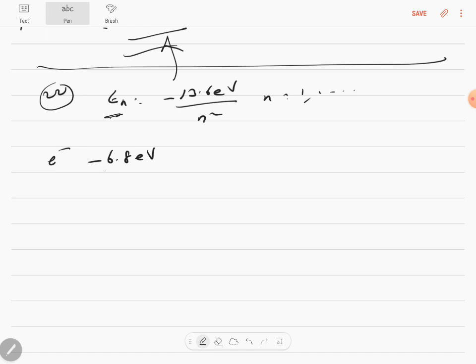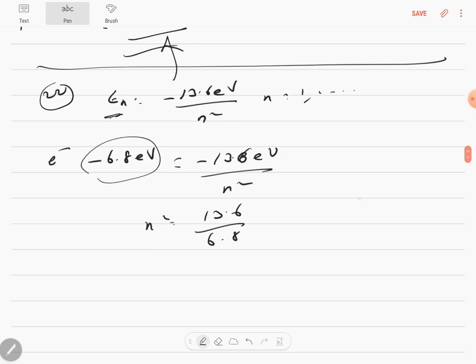If you have minus 6.8 electron volt energy, it will be minus 13.6 by n square. So n square will be 13.6 by 6.8. Is 6.8 into 2 what? 6.8 into 2 is 13.6. So n square is 2, right? N square is 2, so n is equal to root 2. N cannot be root 2.